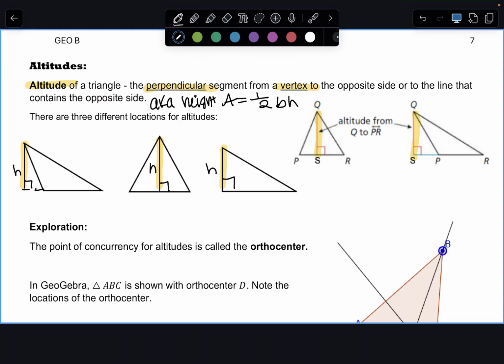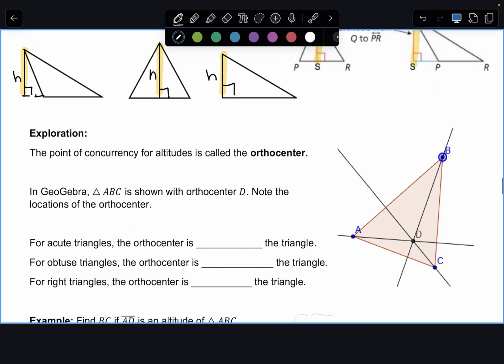So that is the altitude. One of the sides of your triangle is actually the altitude. Okay? So they can be inside, on, or outside the triangles. And what we're going to do is look at in what cases they are inside the triangle, in what cases they are outside, and in what cases they are on the triangle.